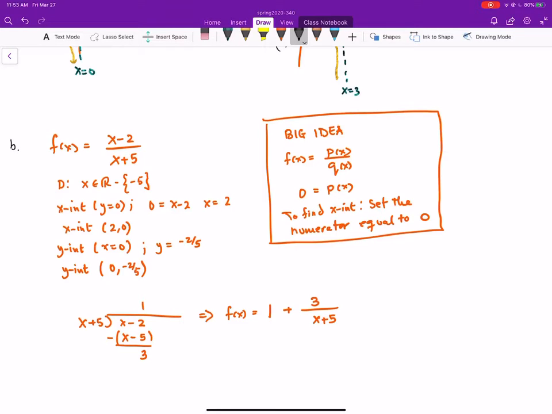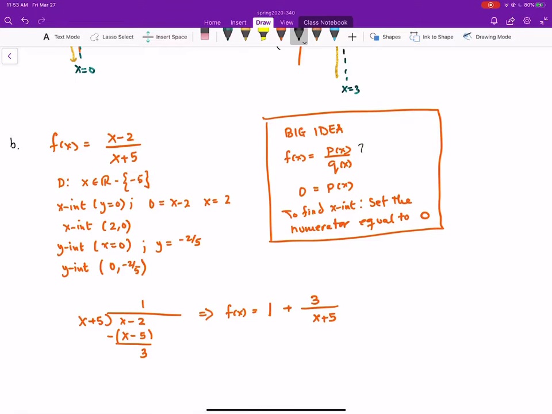Also, by inspecting, let me talk about the big idea. The big idea has to do with the x-intercept. If you look at the x-intercept, we set y equal to 0. And when you do that with this function, you end up with p of x is equal to 0. So clearly, what this idea is telling us is that when you have a rational function and you're trying to find the x-intercept, all you have to do is set the numerator equal to 0, and that will help you find the x-intercept.